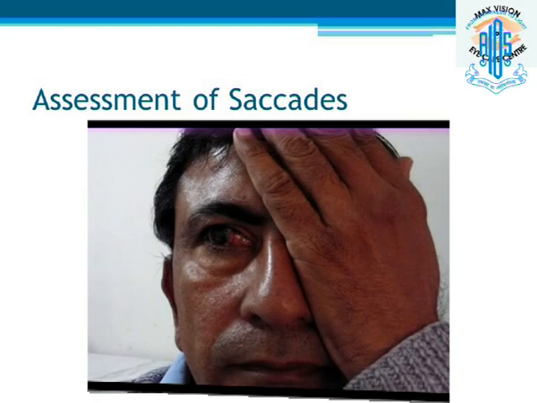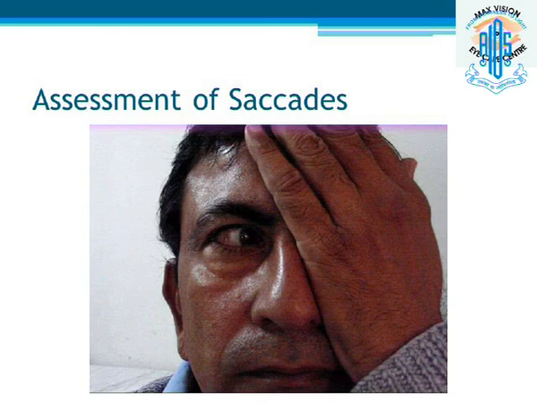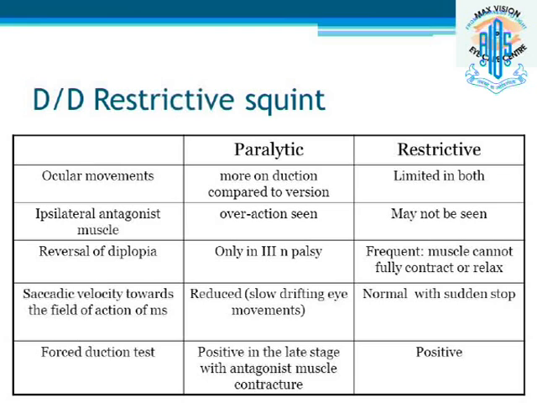Now this is the assessment of saccadic velocity. We can clearly see the excursion of both eyes, but here we can see it doesn't move medially. So we can differentiate restrictive and paralytic strabismus based upon this table. The ocular rotations will be more on ductions as compared to versions in paralytic. It will be limited in restrictive strabismus.